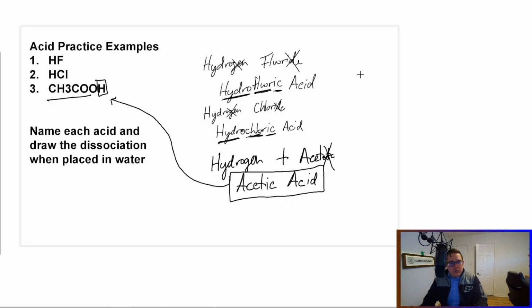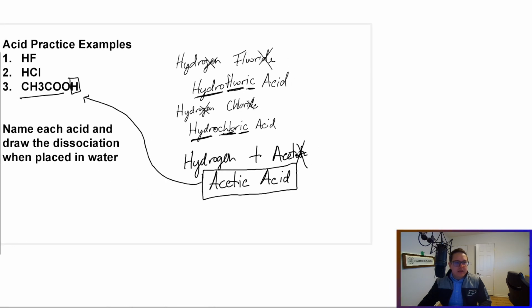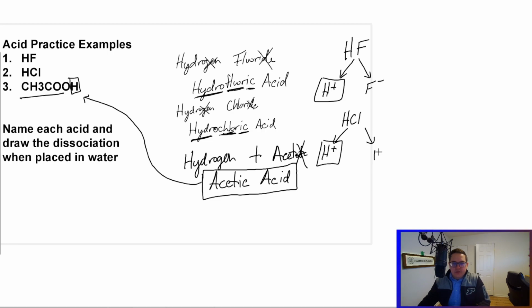Okay? What would these do if we dissolve them in water? Because in order to make it an acid, in order to be proton donating, it has to be proton donating or hydrogen ion donating. So HF, for example, when we put that in water, breaks into hydrogen ions and fluoride ions. And there's your acid right there. Same thing with hydrochloric acid, HCl. When you put it in water, there's your hydrogen, there's your chloride. Pretty easy.